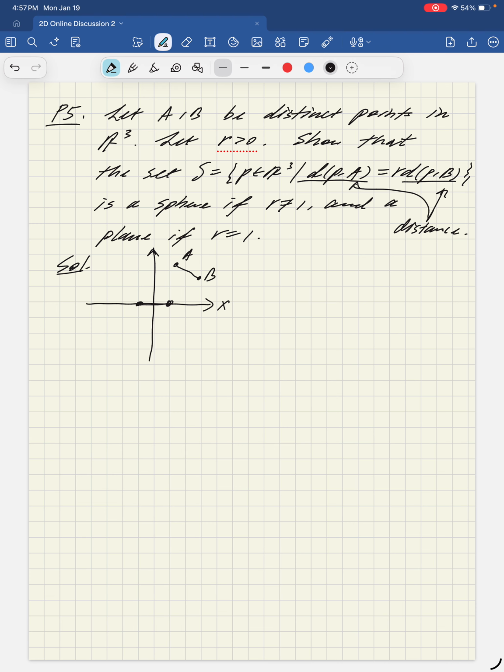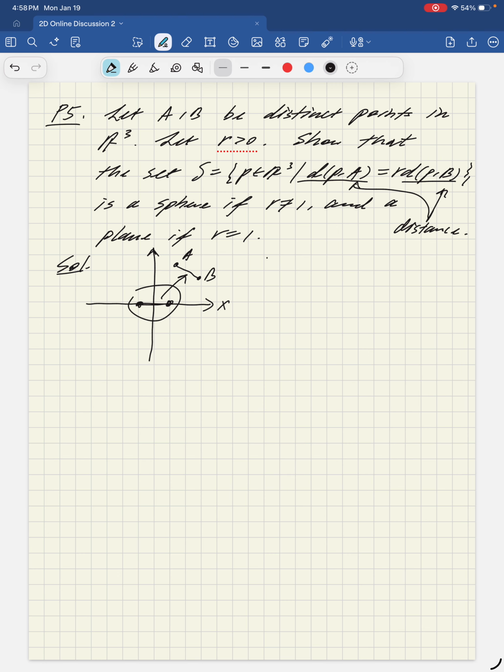And so any conclusion that I make regarding sets of points that only have to do with the distance between A and B, I can prove it for these 2 points on the x-axis, and I can just translate it back to my arbitrary points A and B.